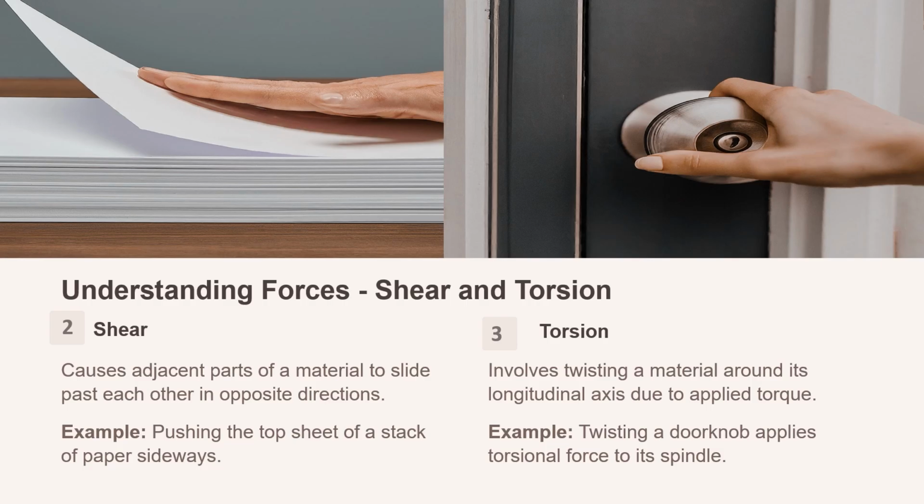Then the last one, that is torsion. Torsion involves twisting a material around its longitudinal axis. This occurs when a moment or torque is applied, causing the material to experience a rotational force. Consider turning a doorknob. When you twist the doorknob, you are applying a torsional force to the spindle of the knob. The spindle experiences stresses due to this twisting motion. That is torsion. Hope you got an idea.